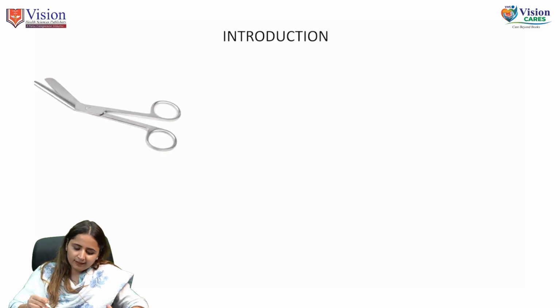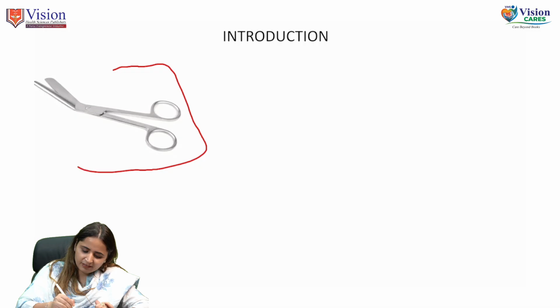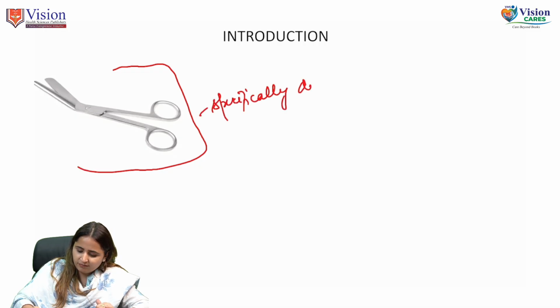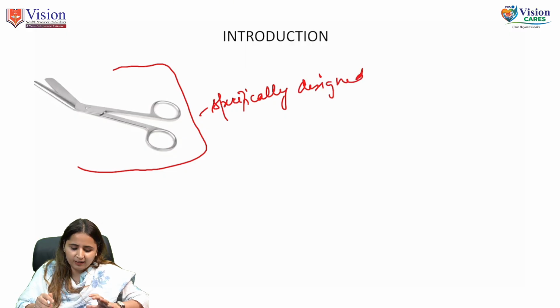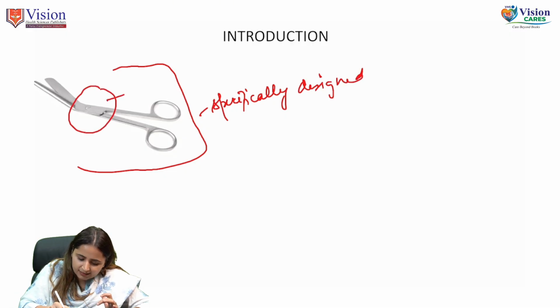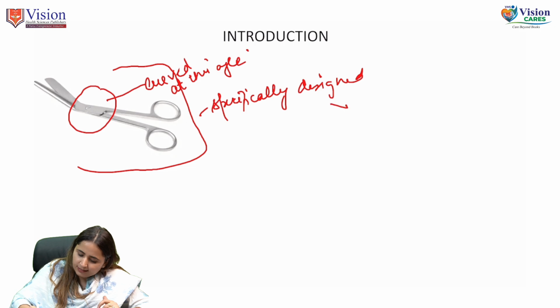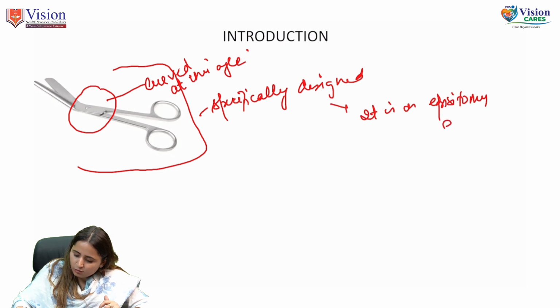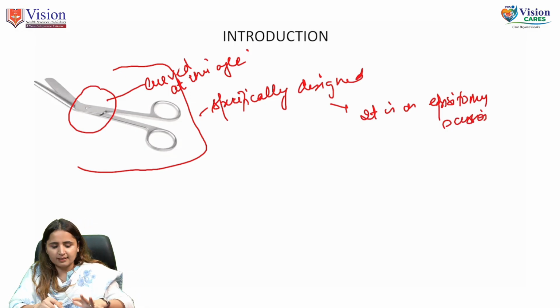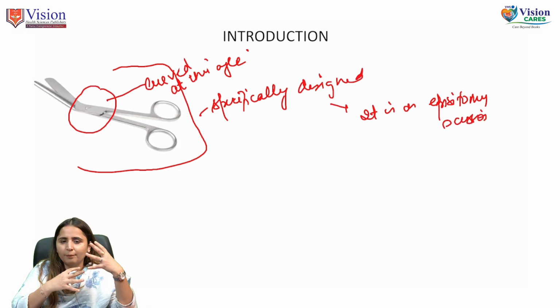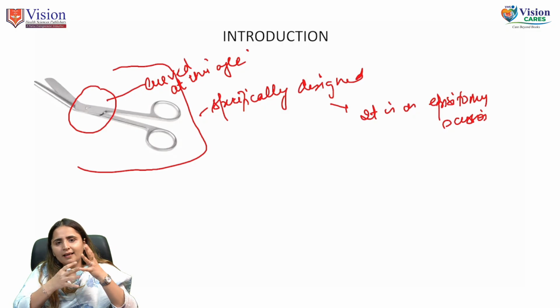You all can see here in this diagram, this is a very specifically designed scissors. What is specific in it? It is curved at this angle. This is an episiotomy scissors. Its differentiating feature is that it is curved at the angle and bent at the edges. The one with the bent edge goes inside the mother's vagina.